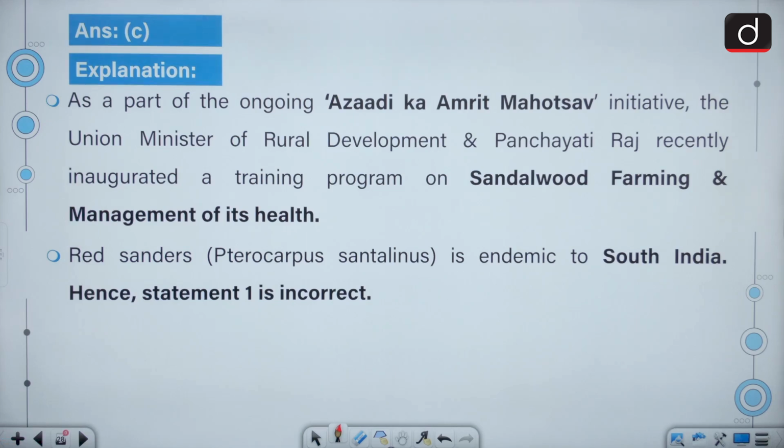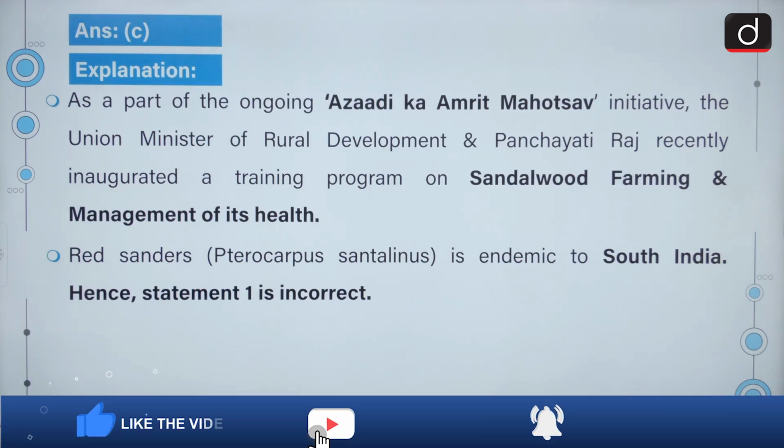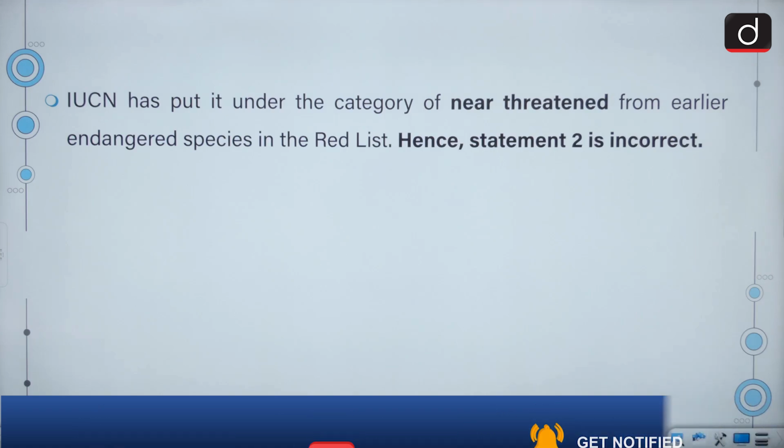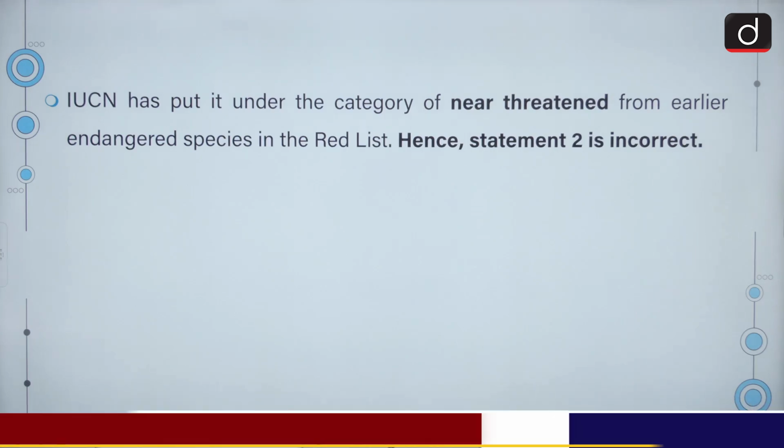As a part of the ongoing Azadi Ka Amrit Mahotsav initiative, the Union Minister of Rural Development and Panchayati Raj recently inaugurated a training program on sandalwood farming and management of its health. Red sanders or Pterocarpus santalinus is endemic to South India, and IUCN has put it under the category of near threatened from earlier endangered species in the red list.